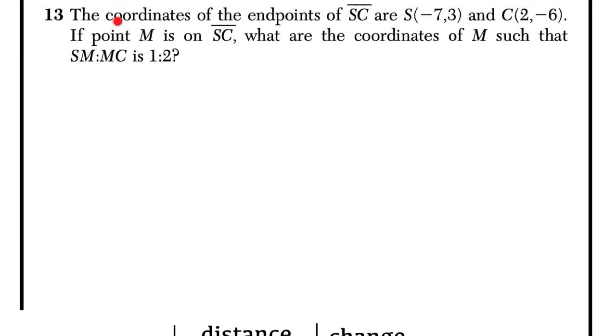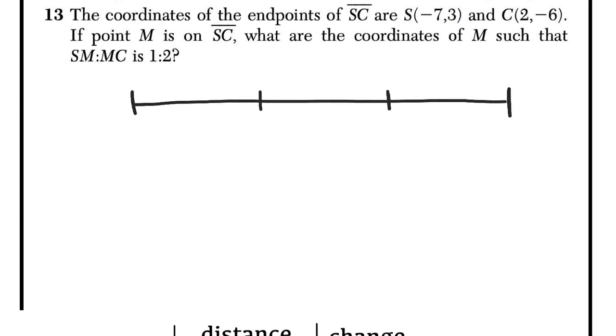Question number 13. The coordinates of the endpoints of segment SC are -7, 3, and 2, -6. If we've got this point M on SC, what are the coordinates of M so that it's split in a 1:2 ratio? So our objective is to figure out the coordinates of M, and I recognize that on this segment, we're going to have three parts. We've got S on the left side, we've got C on the right side, and our objective is to figure out what the coordinate is for right here. This is what we're going to describe as M, and it's where it's split in a 1:2 ratio.